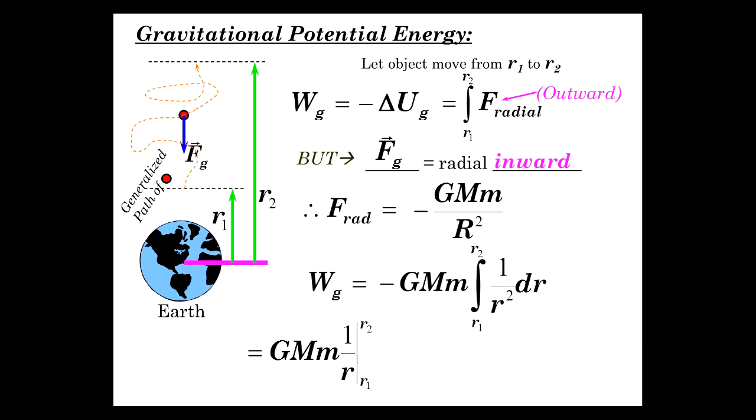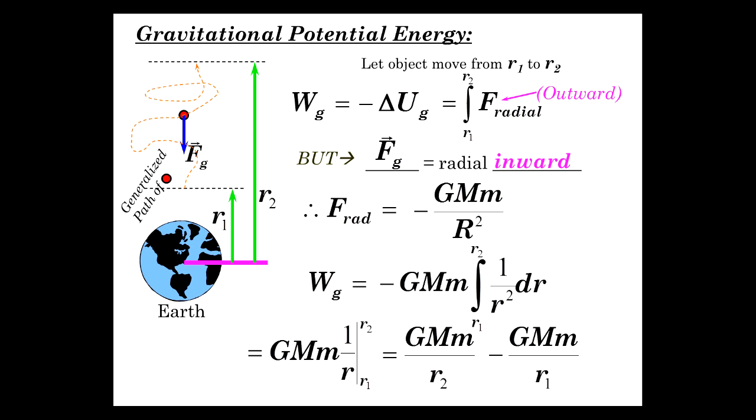And when we do that, we have negative 1 over r, and that negative cancels out this one, so the negative goes away here. GMm times 1 over r from r1 to r2 gives us GMm over r2 minus GMm over r1. So that's an important intermediate result, and let's make sure we have the basic concept down here.